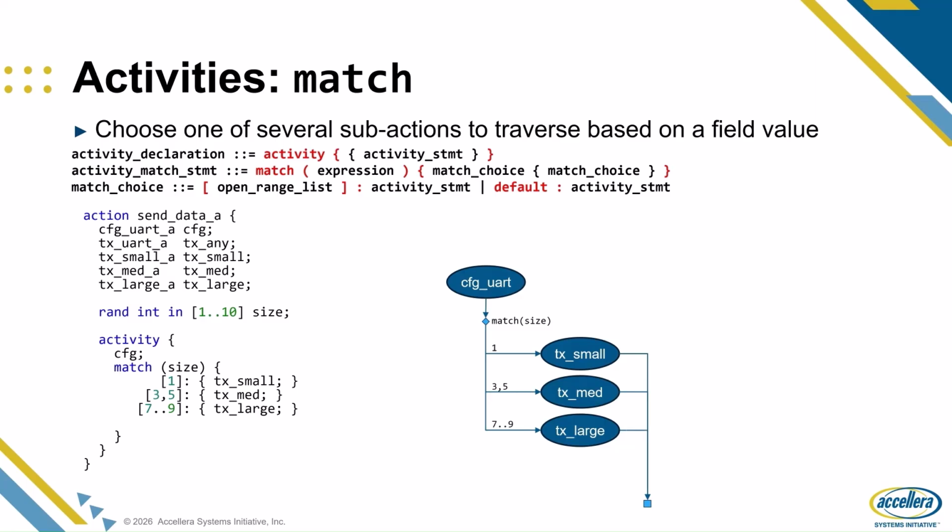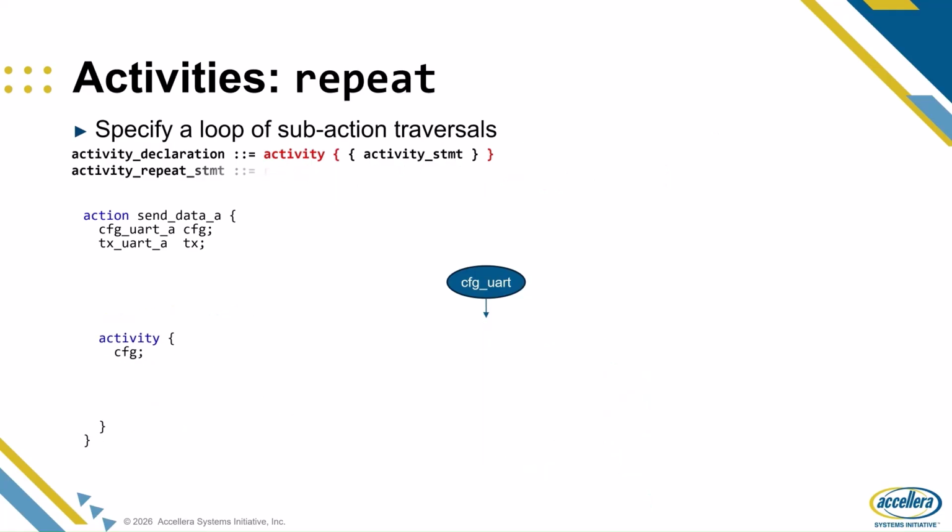For size values 7 through 9, we use TX large. And the default branch catches everything else using TX any. So the solver randomizes the size field and the match statement routes the execution to the appropriate transmit action.